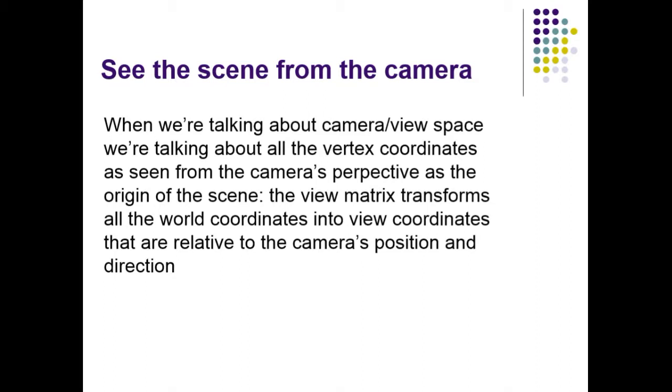When we're talking about the camera view space, we are talking about all the vertex coordinates as seen from the camera's perspective as the origin of the scene. The view matrix transforms all the world coordinates into view coordinates that are relative to the camera's position and direction. So this means that these coordinates are expressed with respect to a frame attached to the camera itself.